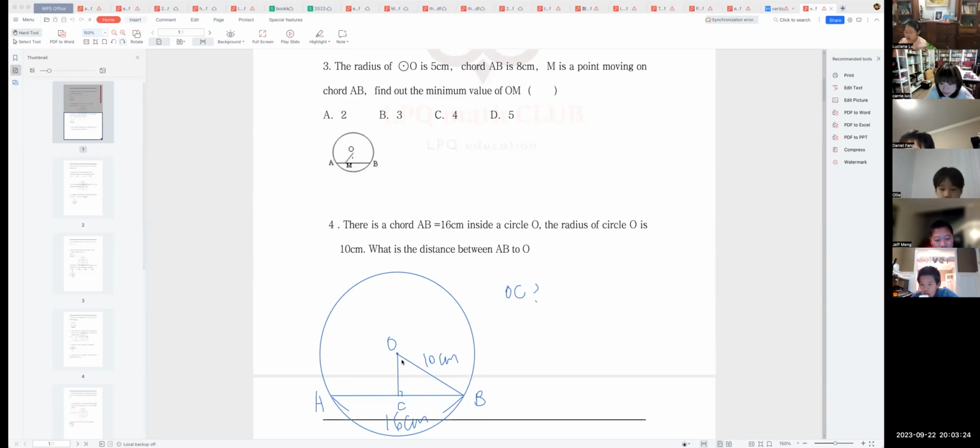Okay, let's take a look at this one. We know AB is 16 centimeters, and obviously C cuts AB in half, right, everybody? So BC equals what? 8 centimeters.